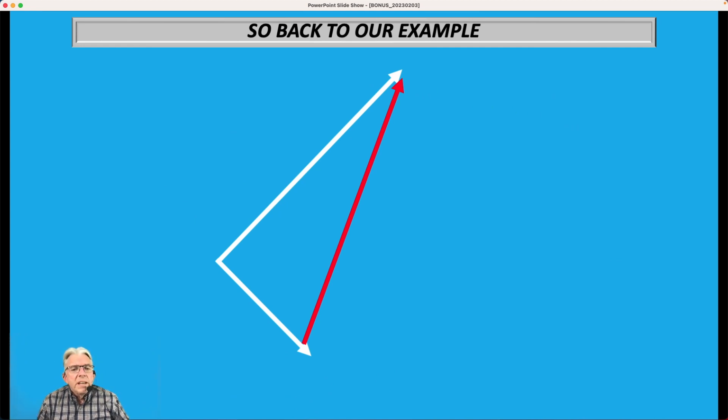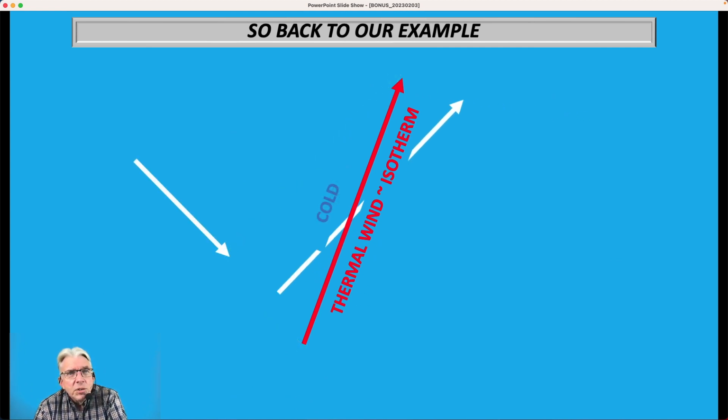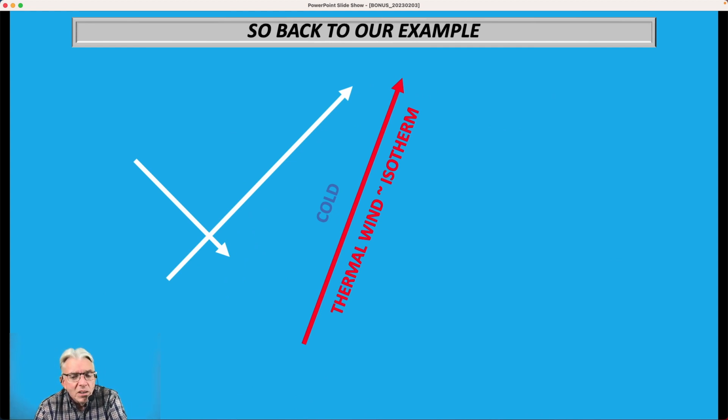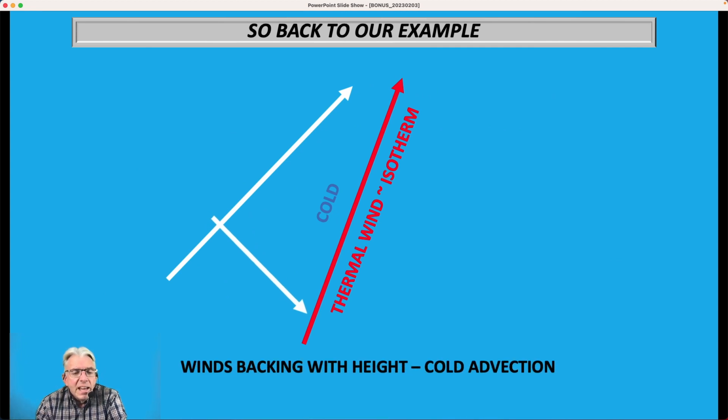Now, cold air is always to the left of the thermal wind. So the thermal wind is blowing this way. This is sort of our isotherm, if you will. So cold air is going to be on the left of that thermal wind, okay? And if you take a look at both the winds near the surface and also at 5,000 feet, they're both blowing from cold air to warm air, okay? And so we call this cold advection. And the winds, in this case, are backing with height.